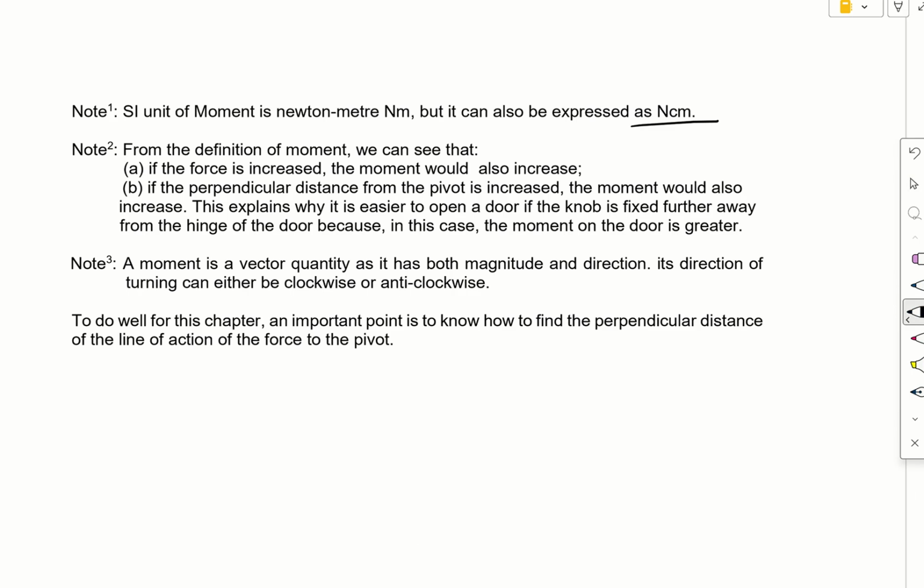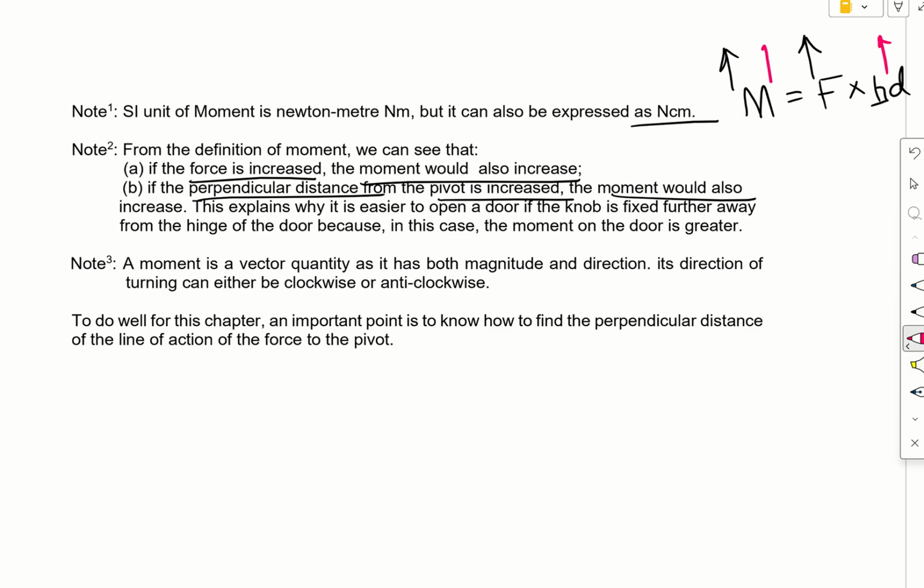And from the definition of moment, we can see that if a force is increased, the moment will also increase. And if the perpendicular distance from the pivot is increased, the moment will also increase. I will use the formula to explain this. If I have a large force, then my moment will increase. If my perpendicular distance is increased, my moment will increase as well.